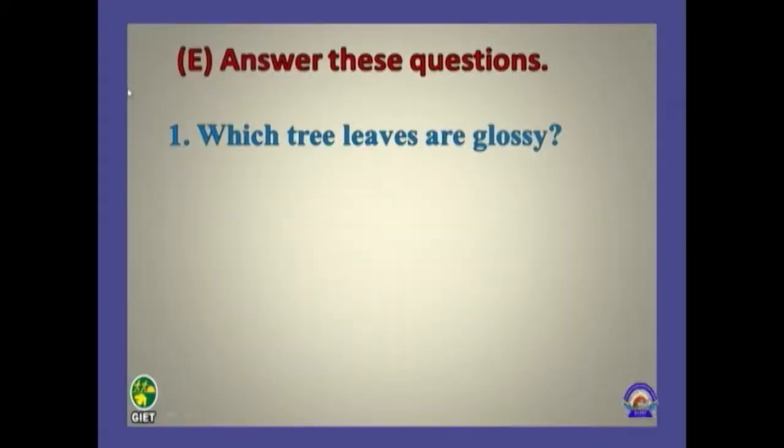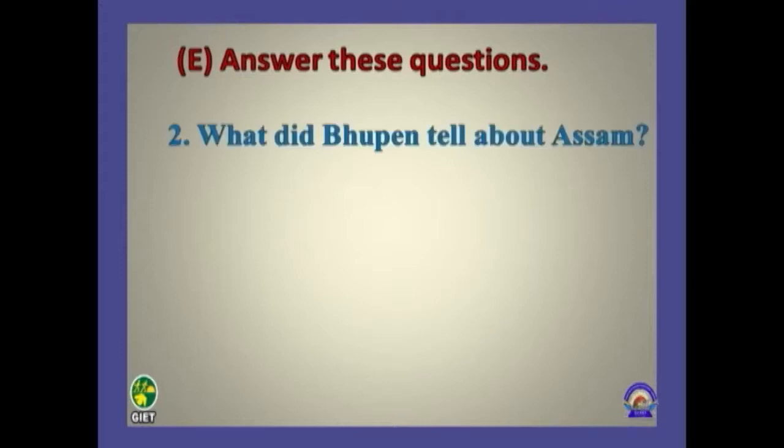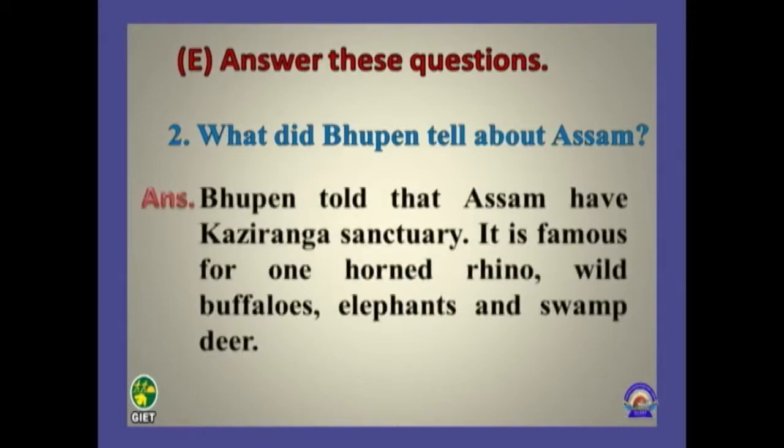First, which tree leaves are glossy? Answer is the leaves of the banana trees are glossy. Second, what did Bhupen tell about Assam? Bhupen from Assam. What did he tell? Bhupen told that Assam have Kaziranga Sanctuary. It is famous for one-horned rhino, wild buffaloes, elephants and swamp deer.